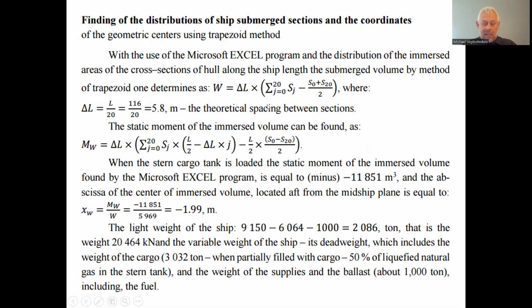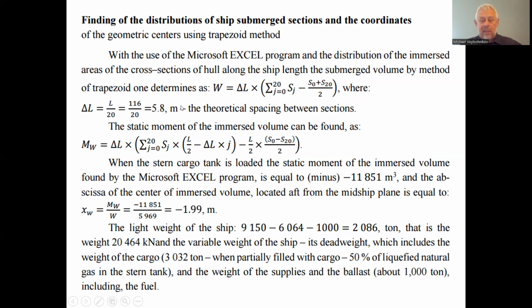We call it Sj. We can find the submerged volume as well, because we have the distance between each two transverse sections of the 20 theoretic sections of the hull, the area of each submerged transverse section of the hull, and the theoretical spacing between the transverse sections. The theoretical spacing is the length by the waterline, 116 meters divided by 20 spacings. We have 5.8 meters between each theoretic frame. So we have to use that, and we use this in the Excel as well.